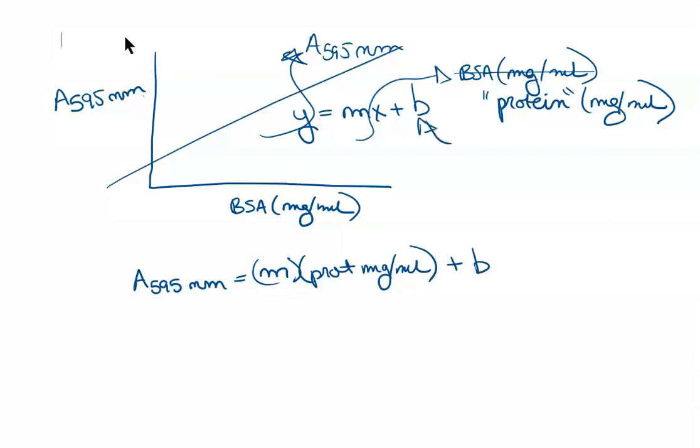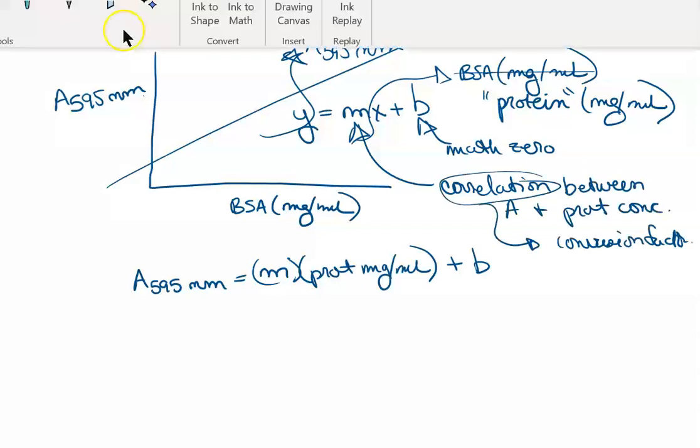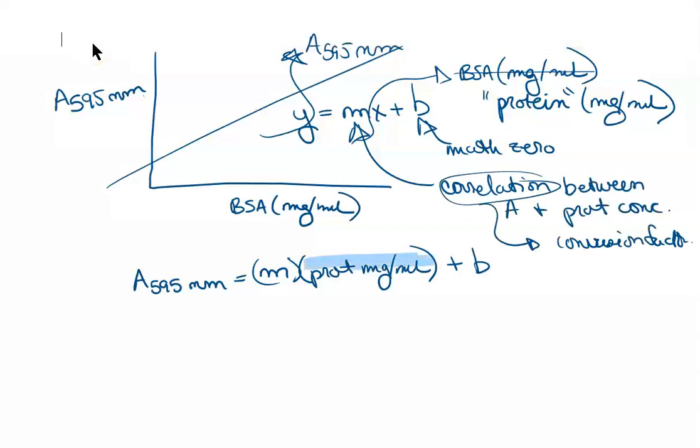The y-intercept is our mathematical zero, and the slope is the correlation between the absorbance and the protein concentration. So it's really, all right, what do we want to know here? What's the most important thing? What do we want to know? We want to know this.